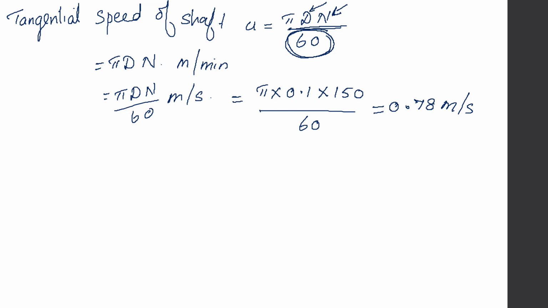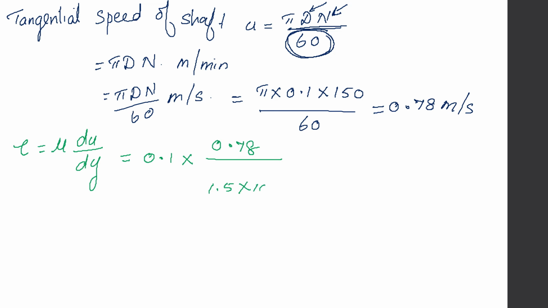Now we will apply Newton's law of viscosity. So we know tau is equal to mu into du by dy. So the value for mu is given as 0.1 multiplied by du is 0.78 and dy is 1.5 into 10 raised to minus 3. So we get 52.35 Newton per meter square.